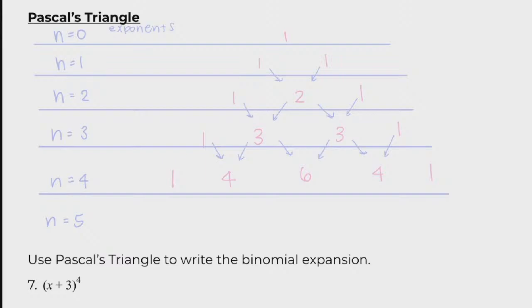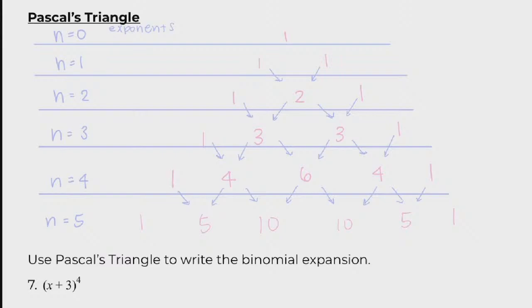And for n equals 5, it's going to start with a 1. And then we're going to add these 2. So 1 plus 4 is 5. Then we're going to add the next 2. 4 plus 6 is 10. Add the next 2. 6 plus 4 is also 10. And then 4 plus 1 is 5. And it's going to end in a 1.